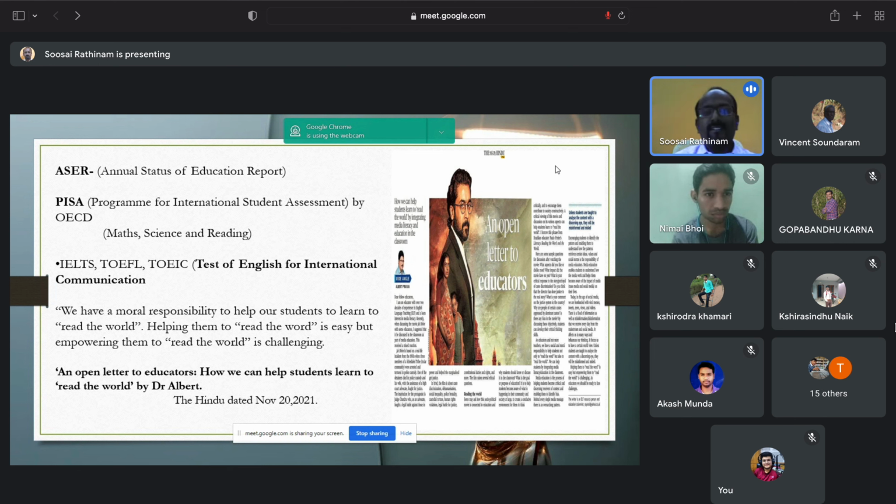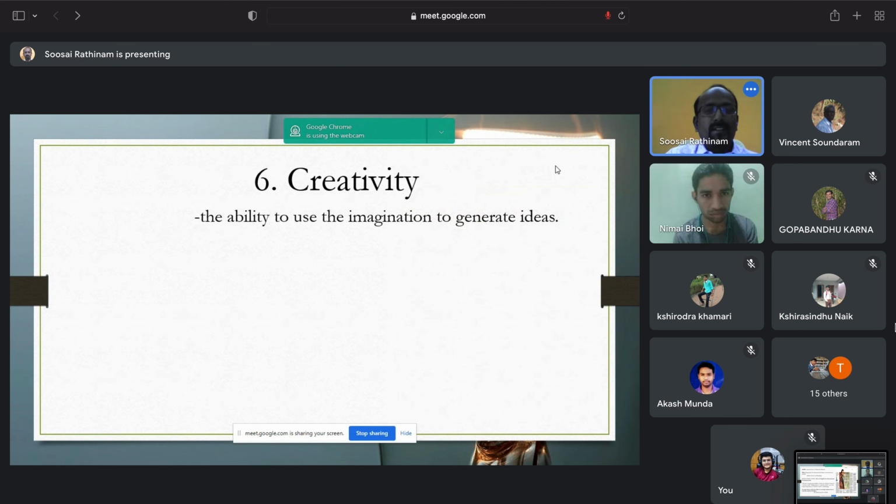And I like the concluding line from that article. So we have a moral responsibility to help our students to learn to read the world. And this is very important. Though this article talked about media literacy, it is also important that our students should read the world. Helping them to read the world is easy, but empowering them to read the world is challenging. So giving any text for the learners to read, and if they could read, is really important.